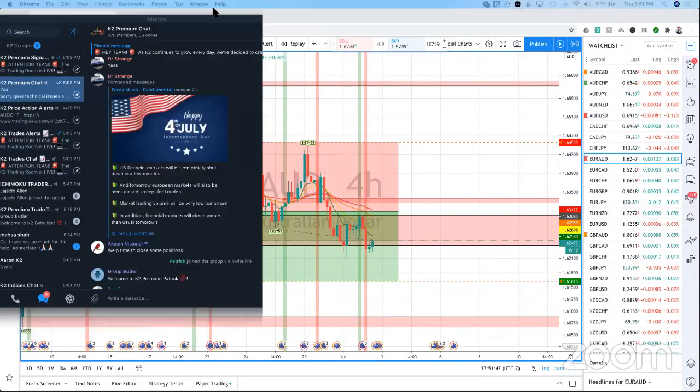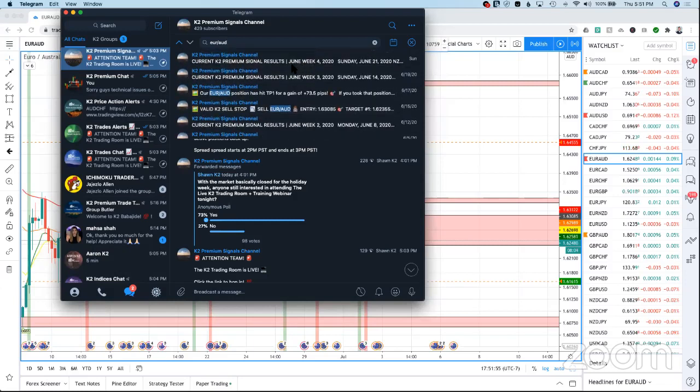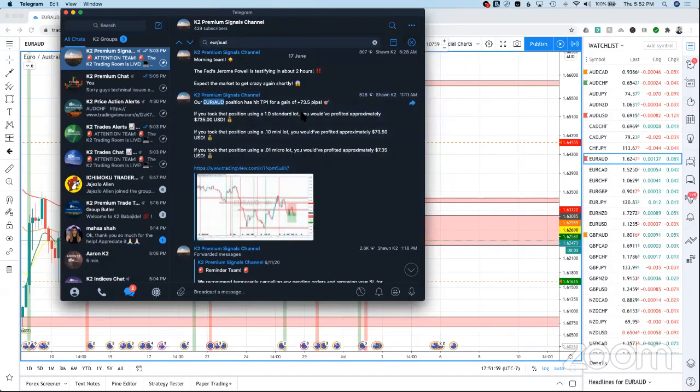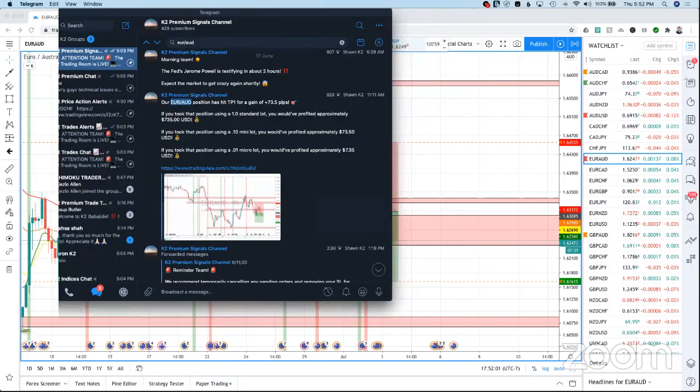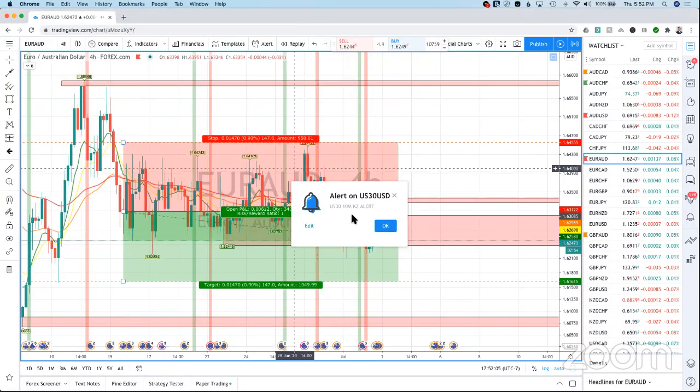So let me see when TP1 was actually hit. Let's go to Euro odd. So Euro odd hit TP1 on the 17th. So it hit TP1 like 2 weeks ago. So in that situation, I'll check US 30 right now.